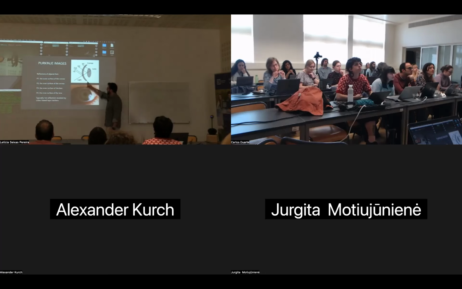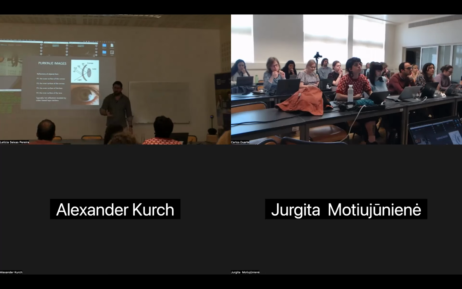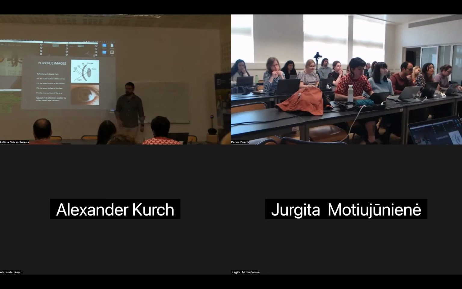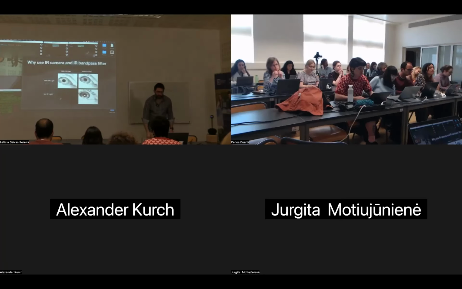And the most important for tracking the eye position is the corneal reflection, the first one, which is on the outer side of the eye. So the relation between the corneal reflection and the center of the pupil is something that allows us to measure the position of the eye.